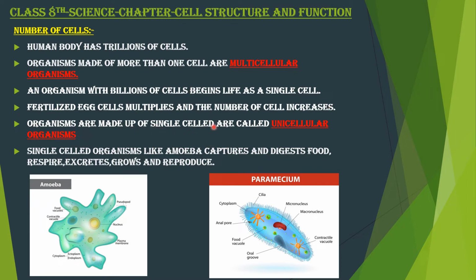Organisms made up of a single cell are called unicellular. For example, amoeba, paramecium, and also the egg of a hen, the egg of an ostrich, and any egg. Single-celled organisms like amoeba capture and digest food, respire, excrete, grow, and reproduce. Just now I told you it can do everything like digestion, respiration, excretion with the help of only one cell.